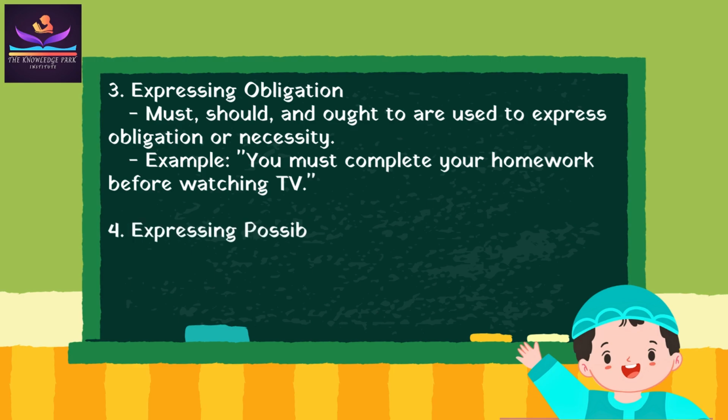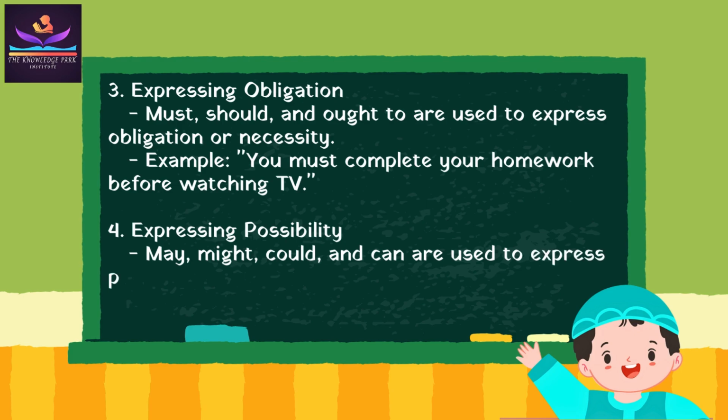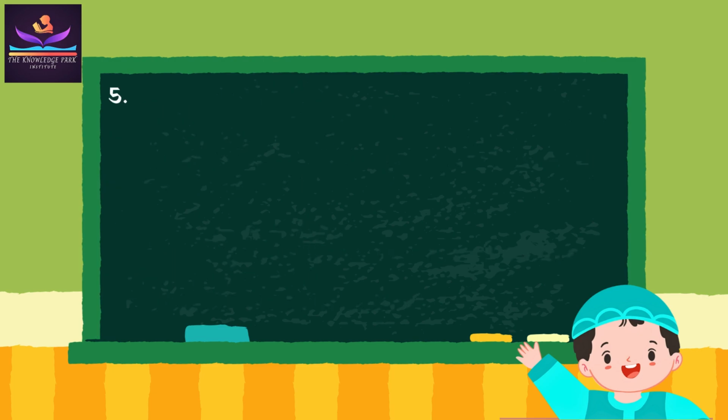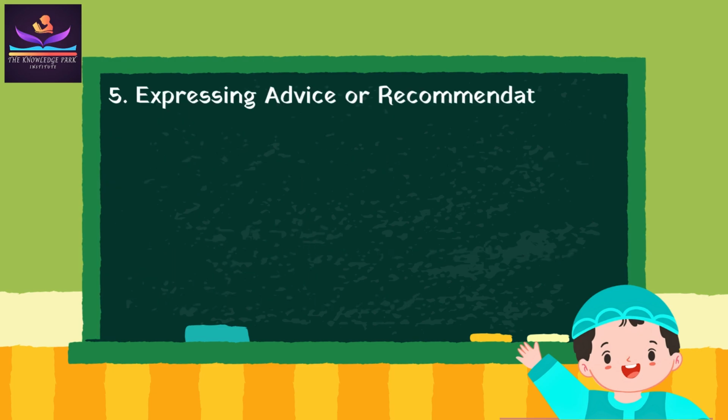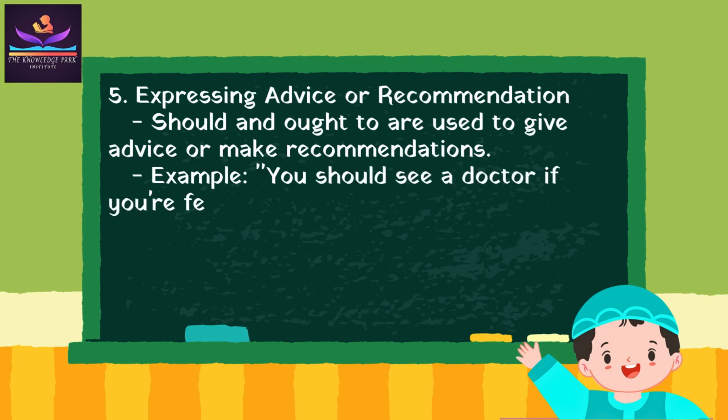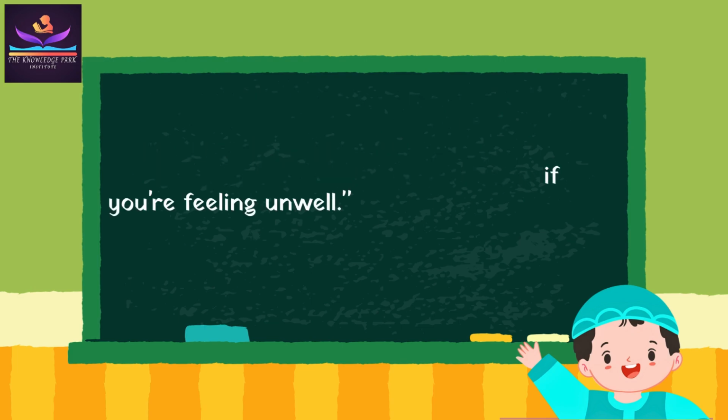4. Expressing possibility: may, might, could, and can are used to express possibility or likelihood. Example: It may rain later. 5. Expressing advice or recommendation: should and ought to are used to give advice or make recommendations. Example: You should see a doctor if you're feeling unwell.